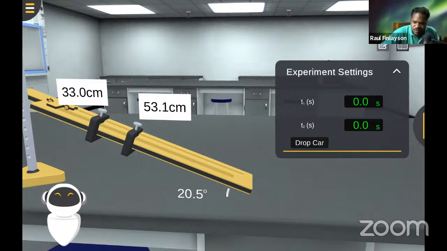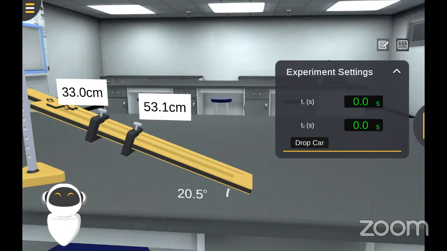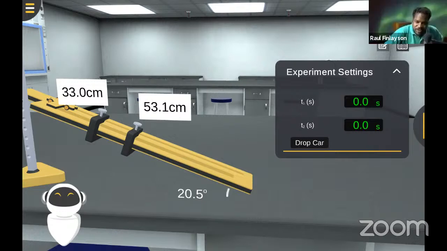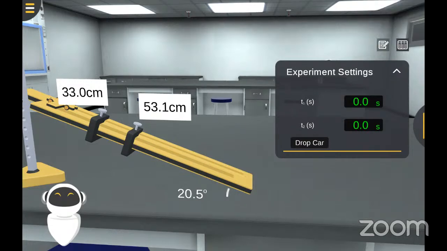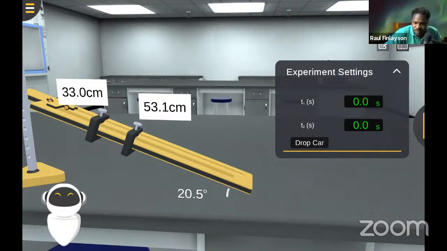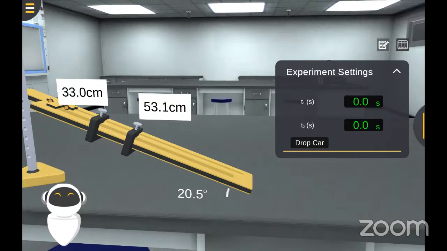How do you convert from centimeters to meters? Divide by 1,000? Actually, divide by 100. So therefore, 20.1 divided by 100 would give you 0.201. All right, so that is the distance that you will have in your results, and then we're gonna get the time.